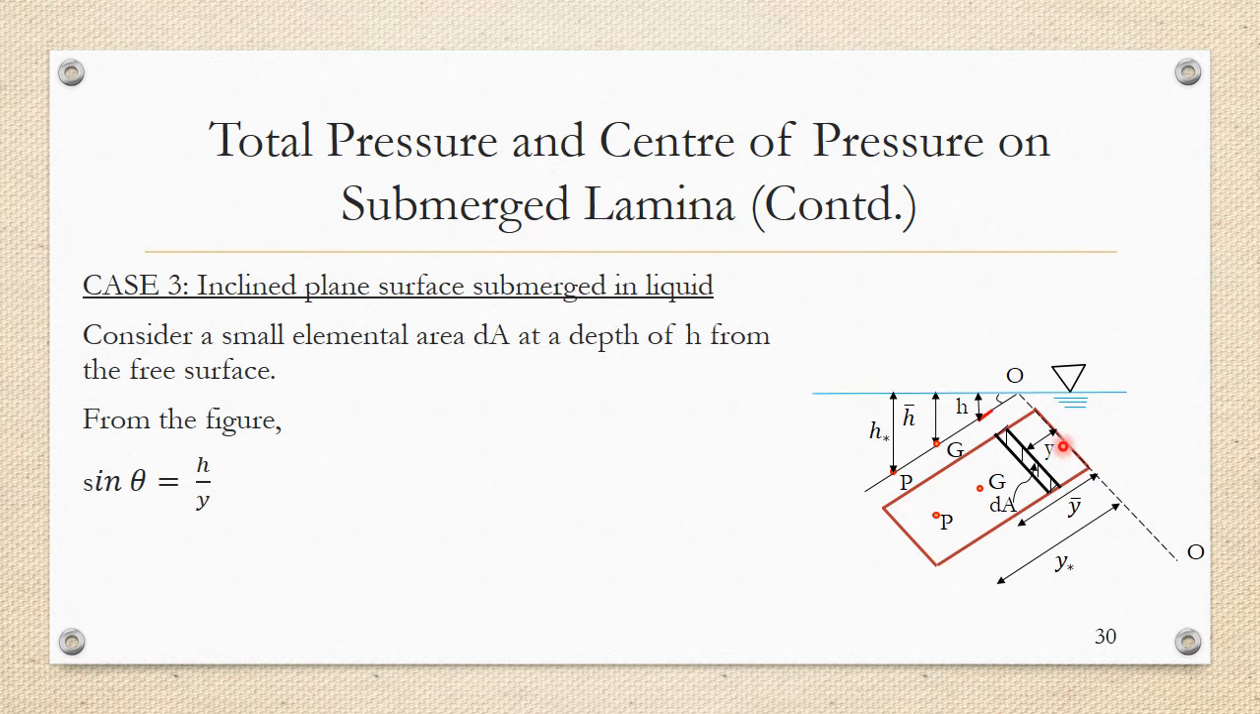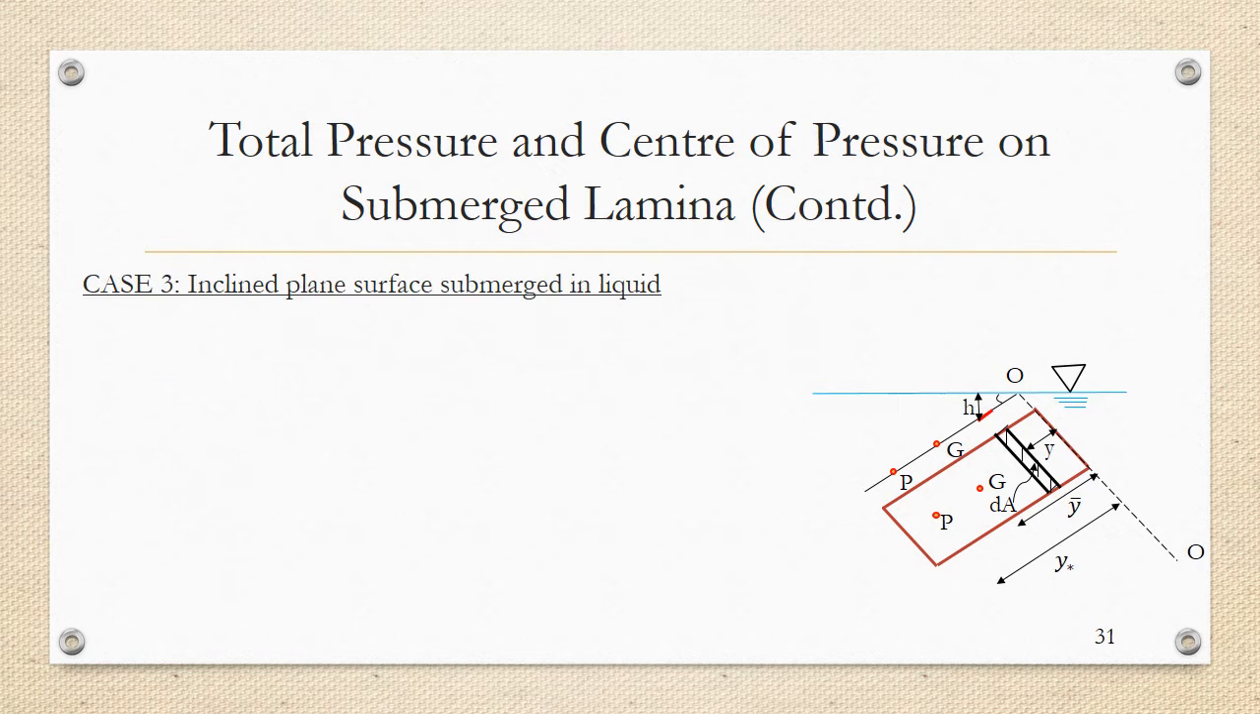sine theta can also be written as h by y, just like we wrote sine theta to be h bar by y bar and h star by y star. Sine theta can also be written as h by y, and so I can get the relationship h is equal to y sine theta. So h bar is equal to y bar sine theta, h star is equal to y star sine theta, and h is equal to y sine theta are all important relations for us in this derivation.